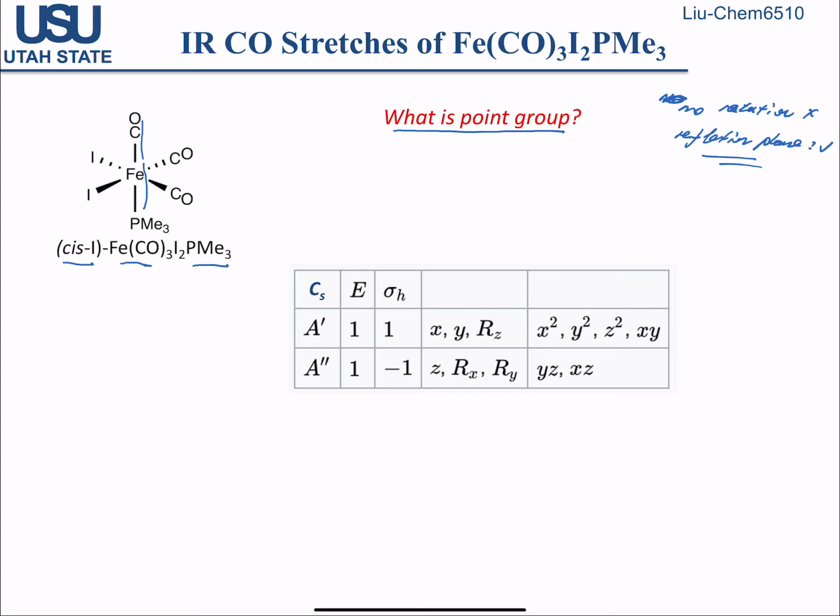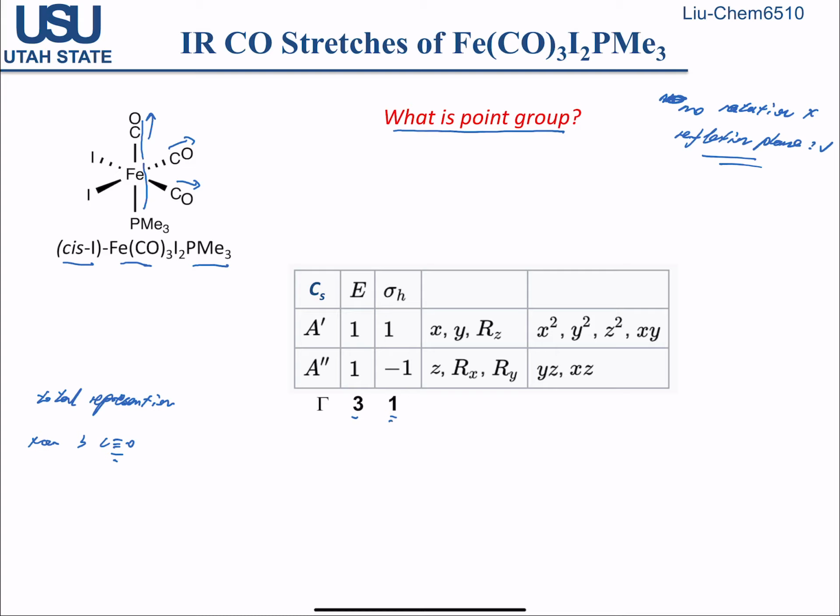Then we have, right now, we are dealing with 3 CO stretch, okay? Then what's the total representation? Next to that, we need to get the total representation for 3 CO stretch. Okay, so make sure you know how to do that. Then I just show you the answer here. So you get 3 for E and 1 for σh.